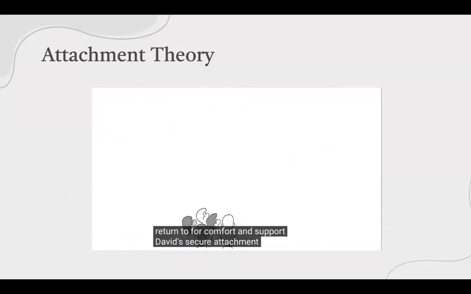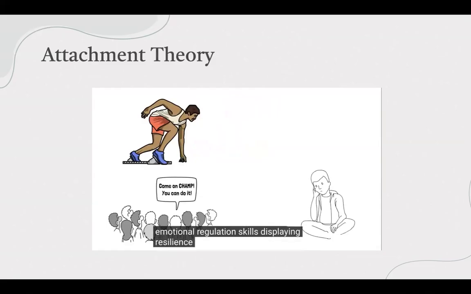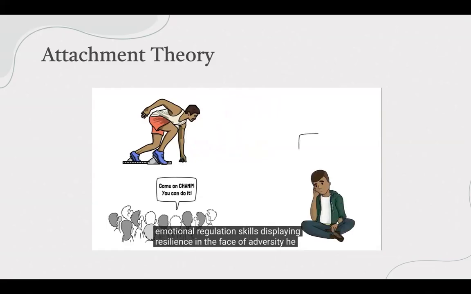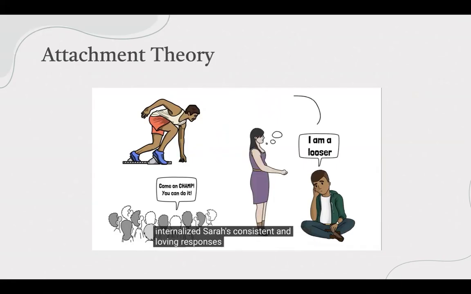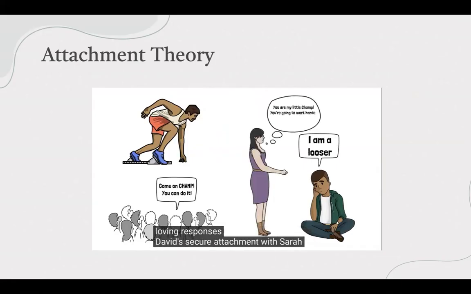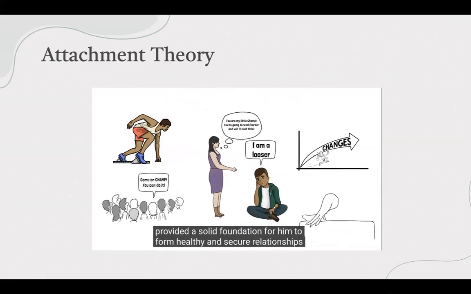David's secure attachment with Sarah continued to influence his emotional development in various ways. As he grew older, David demonstrated strong emotional regulation skills, displaying resilience in the face of adversity. He developed a positive self-esteem, having internalized Sarah's consistent and loving responses. David's secure attachment with Sarah provided a solid foundation for him to form healthy and secure relationships with others throughout his life.